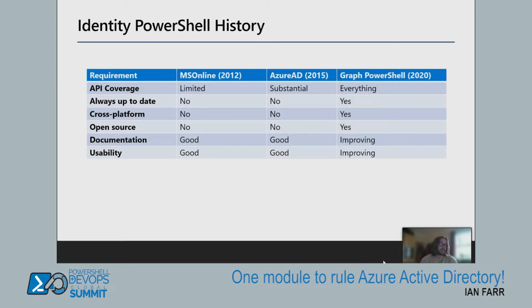Is it always up to date? Yes. There's a monthly release cycle, in fact. So auto-generated commandlets mean that we can cover all the new APIs. Is it cross-platform? Very much so. Windows, Linux, Mac OS. Open source, yes, you can go and find it out there on GitHub.